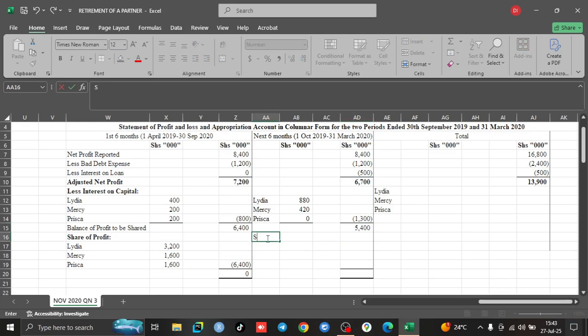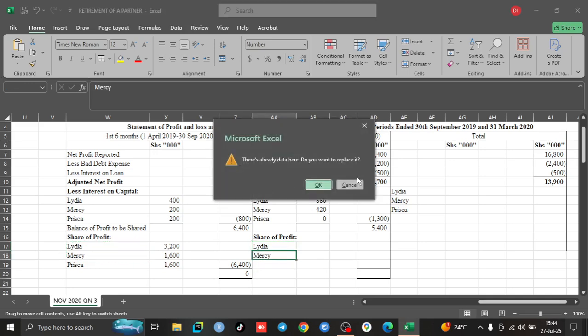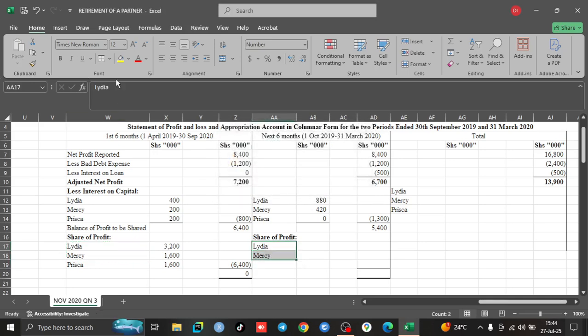Then the share of profit is only on 2 partners now. We have now 2 partners because Priska retired. So it's only Lydia and Mercy who are sharing this profit for the next 6 months. How much are they sharing though? They are going to share 54 in the ratio of 3:2. I can include Priska here, but her share for these 6 months will be 0. So Lydia's share will be 3/5 of 54.